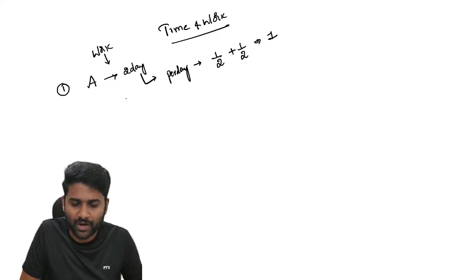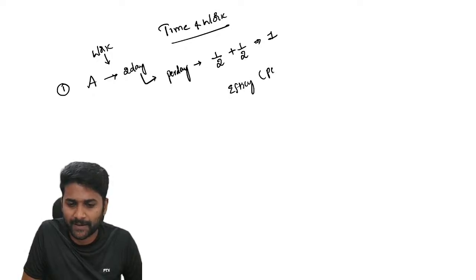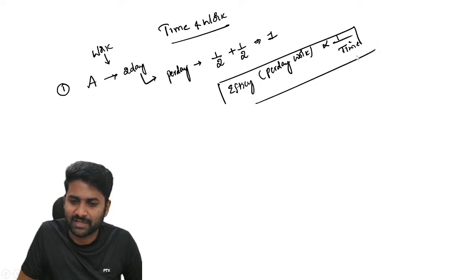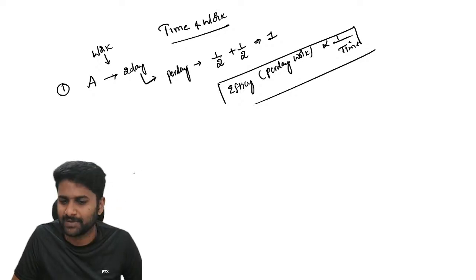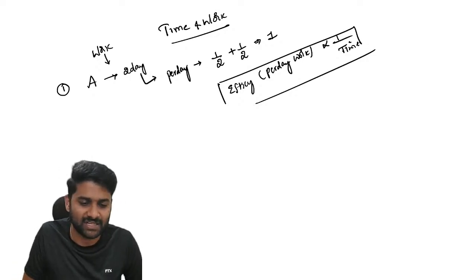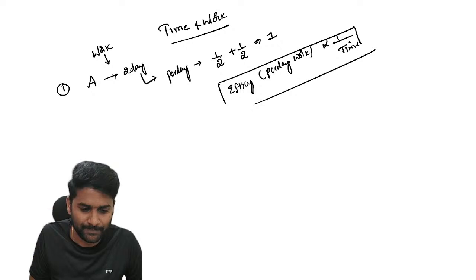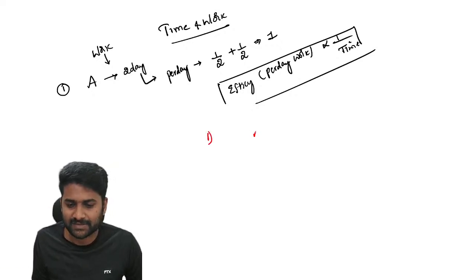What is the point you should understand in this concept, guys? Efficiency is all about per day work. Efficiency is always inversely proportional to time. This is the point you should understand. The efficiency of any person depends on the time itself. It is inversely proportional. Let's understand this comparison.